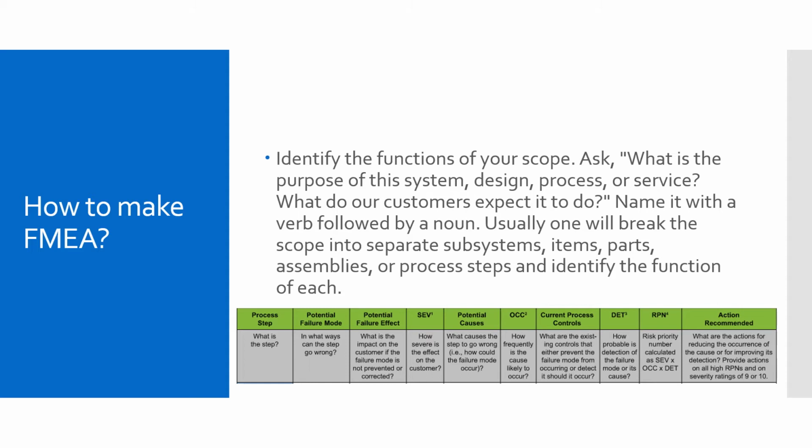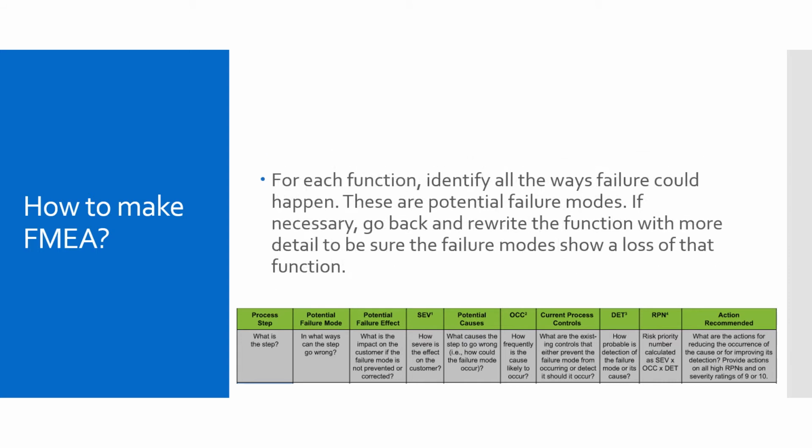Usually one will break the scope into separate subsystems, items, parts, assemblies, or process steps and identify the function of each. Step 5. For each function, identify all the ways failure could happen. These are potential failure modes. If necessary, go back and rewrite the function with more detail to be sure the failure modes show a loss of that function.